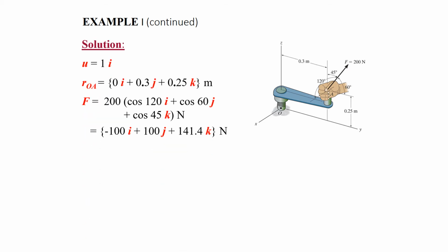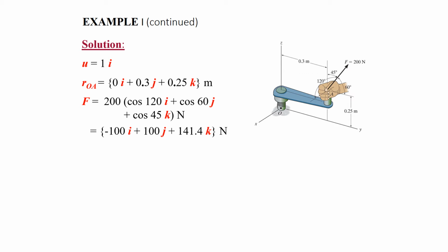So in our solution, we do have our unit vector. It's 1 times i. Our position vector from O to A, when we're looking at that, notice that it only involves the j and k terms as shown in this figure. That is 0.3 meters in the j or y-axis direction, and 0.25 meters in the k or z-axis direction.